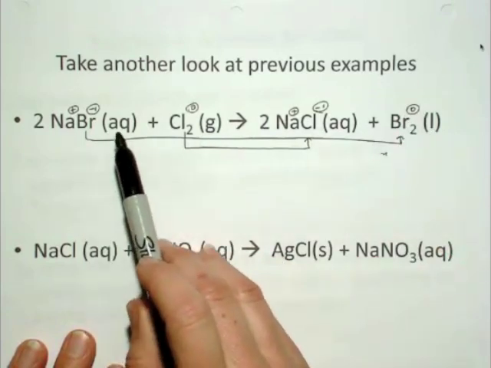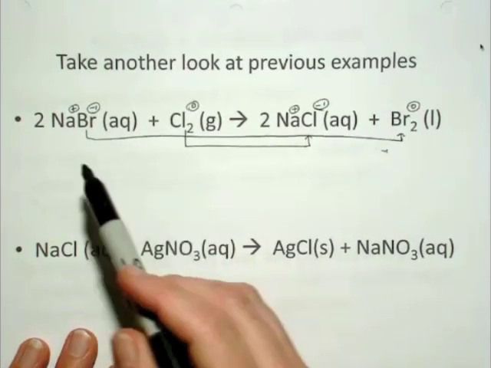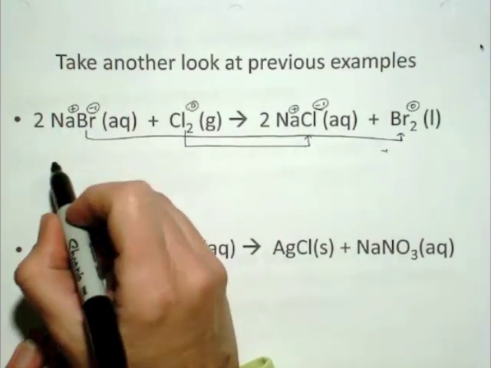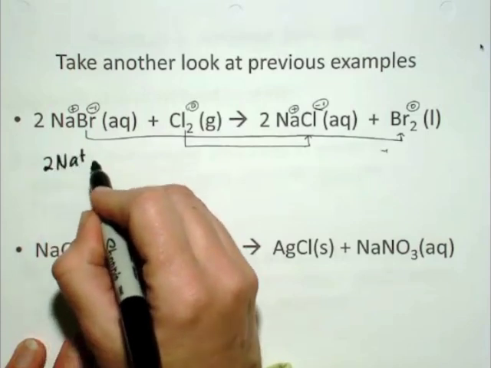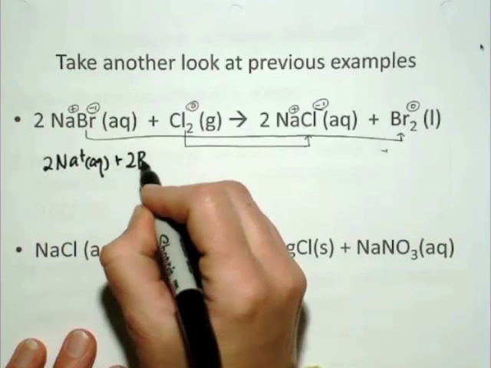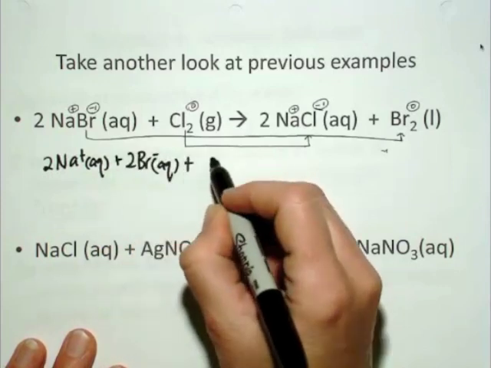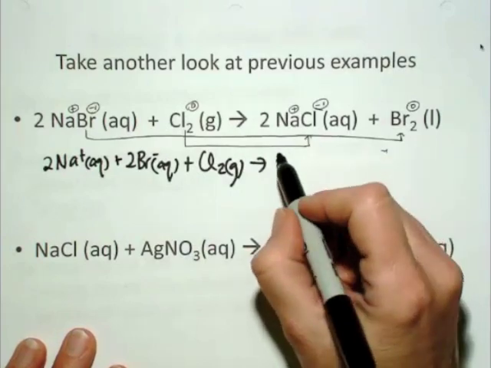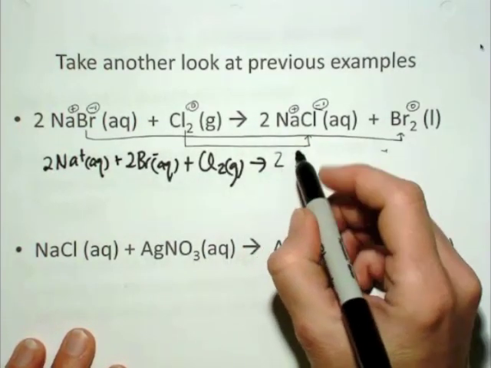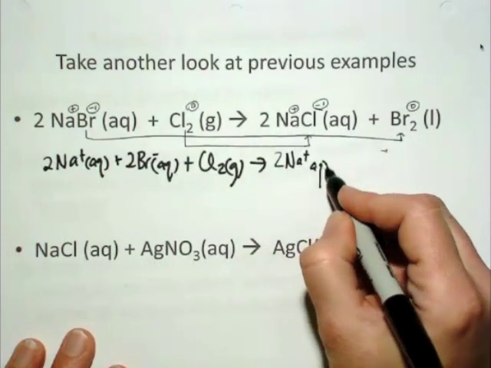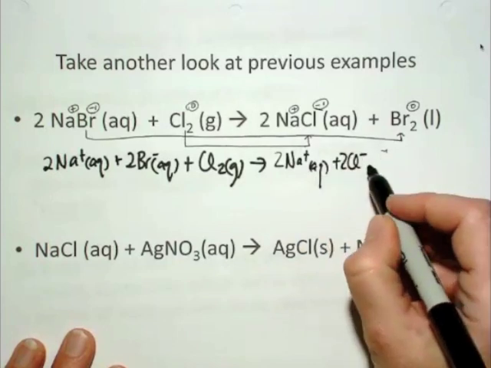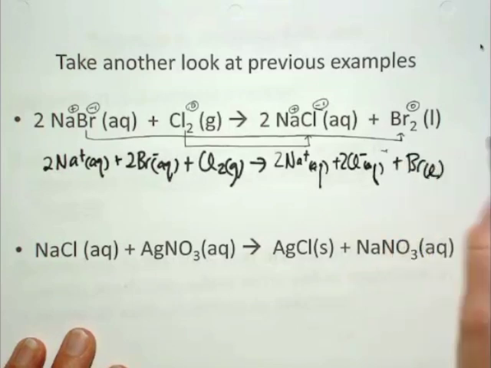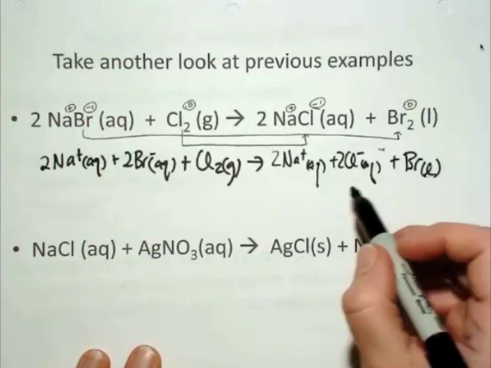The sodium bromide is aqueous, so it's dissolved. So if I want to write it like how the chemist really thinks about it, I would recognize that these ions are separated in solution. So I have 2 sodium ions in solution plus 2 bromide ions in solution. That's what the AQ tells us. Plus the chlorine gas bubbling around in that solution. Plus, but it's still in the form of the gas, plus 2 sodium ions floating around. Plus 2 chloride ions floating around. Plus now some bromine liquid that has been formed across the reaction. All right, so this is all aqueous, aqueous, aqueous, aqueous.